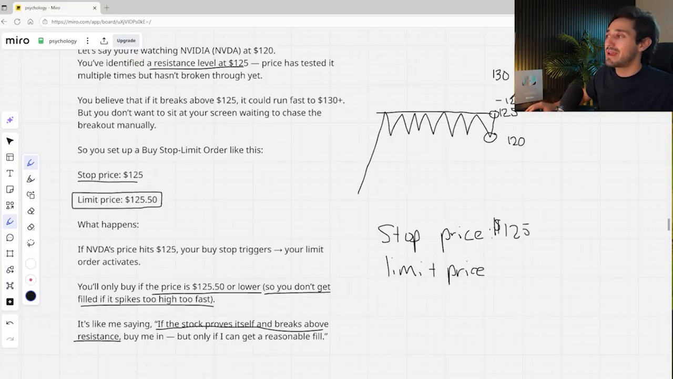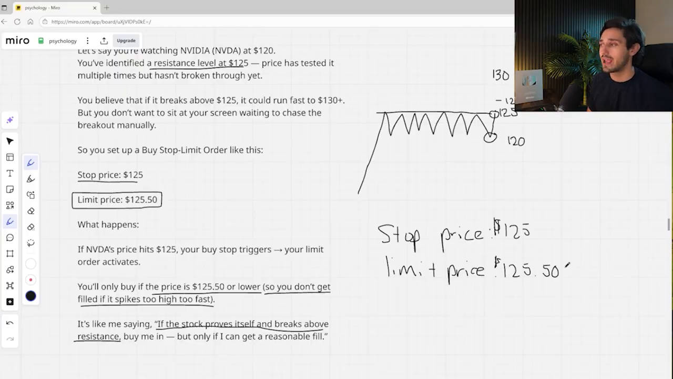However, I don't want to pay 126 for this. I don't want to pay 127. I don't want to get in late at 128. I want to make sure that if it hits my stop at 125, my average price is no greater than 125.50. I'm okay with being 20 cents late, 30 cents late, even 50 cents late. However, I'm not okay with being even 60 cents late, which would be at 125.60. I'm not okay with being $1 late, which would be at 126. No, I want to get filled at 125.50 or better. And this allows you to control the price that you get filled at.